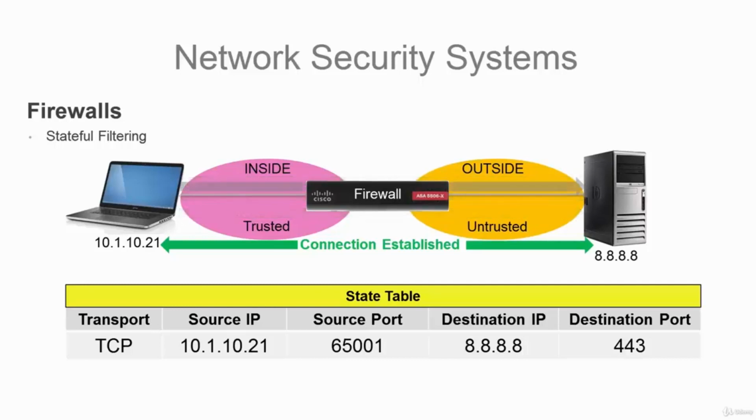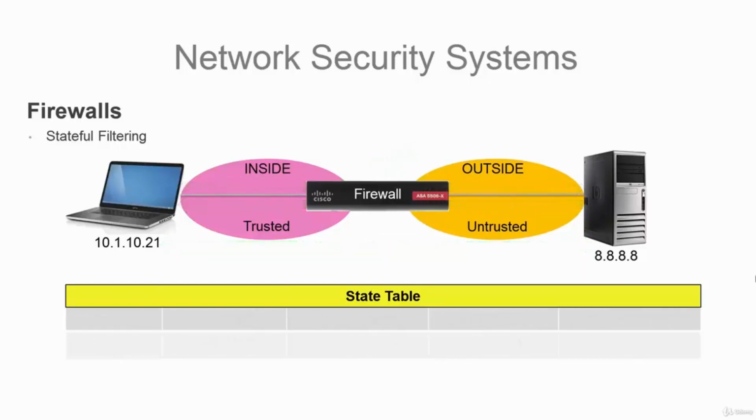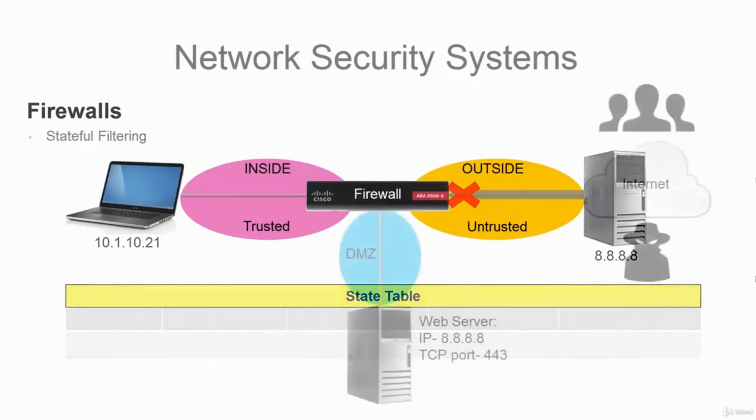If a connection is sourced from a trusted zone to an untrusted zone, the return traffic is permitted since the connection is in the state table and was initiated from a trusted zone. However, if traffic is sourced from an untrusted zone like the outside, and there is not an access list rule to permit the traffic inbound, then the traffic will be denied.